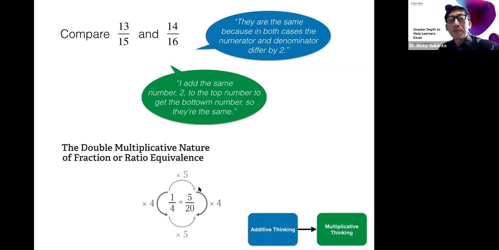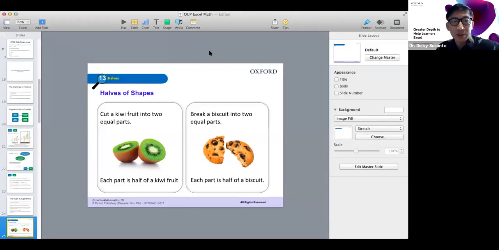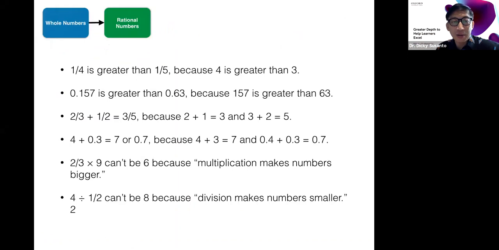And one of the biggest challenges, especially when we are talking about equivalent fractions, is that there is actually a double multiplicative nature in equivalence. A lot of times we focus on this part, the multiply by 5. So the numerator starts with 1, and then you multiply by 5. And the denominator is 4, and you multiply by 5. And that's it, not realizing there is another multiplicative relationship going on. I'll get to that later on.